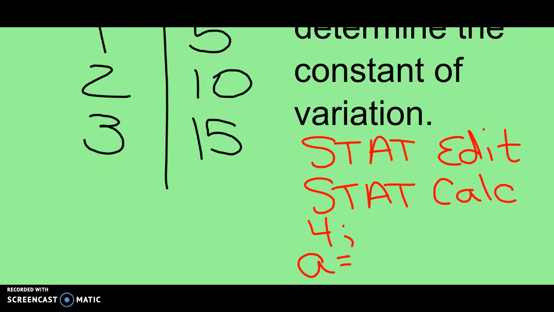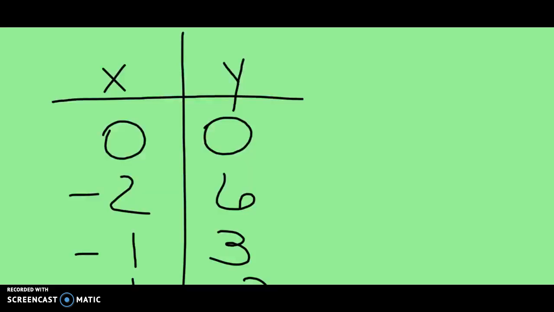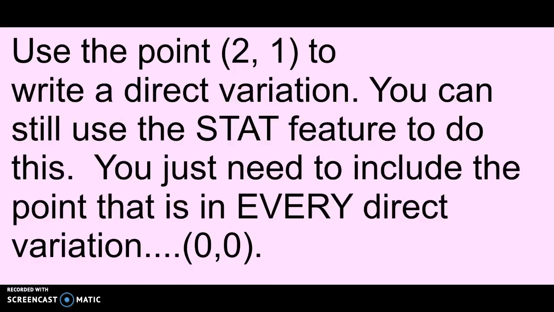Your A should always pop up to be a number, and in this case it should be a 5. And your B will always be 0 if it's a direct variation. If it's not a 0, it's not a direct variation. All right, so let's go through and find some other ones.